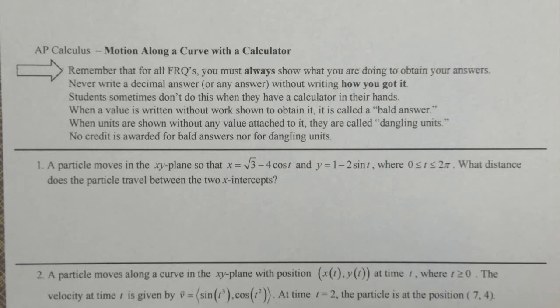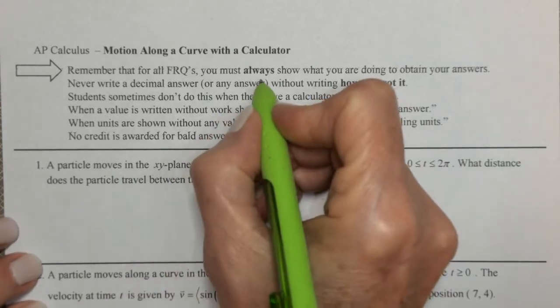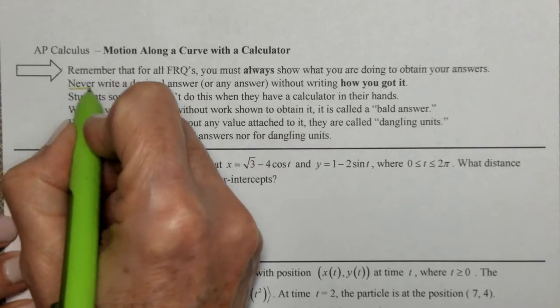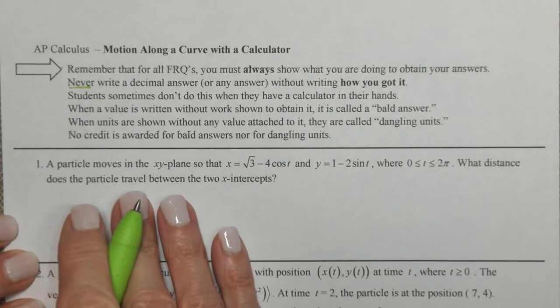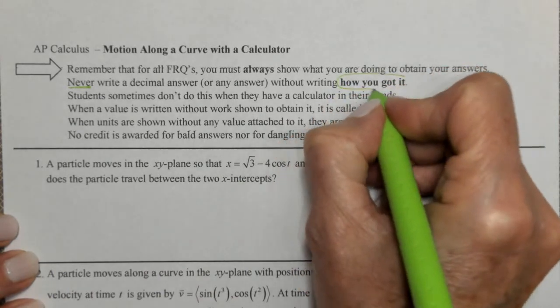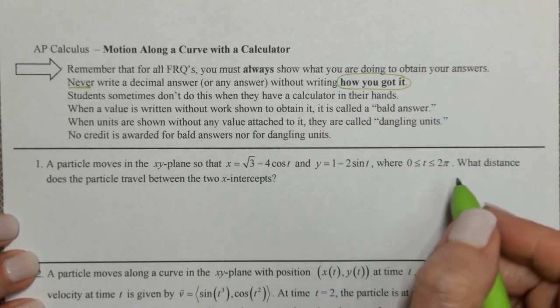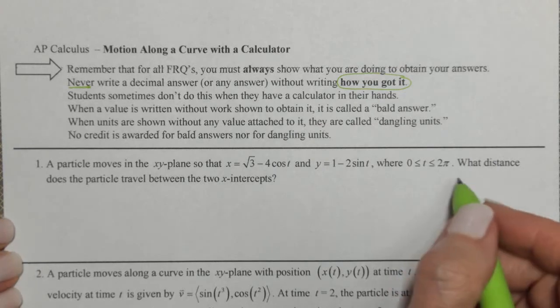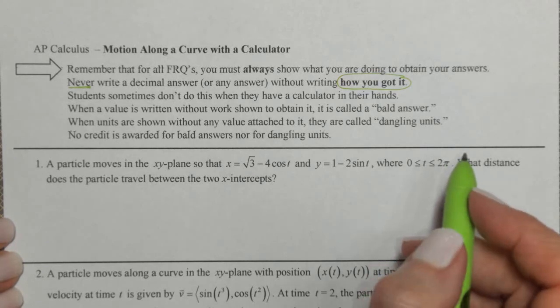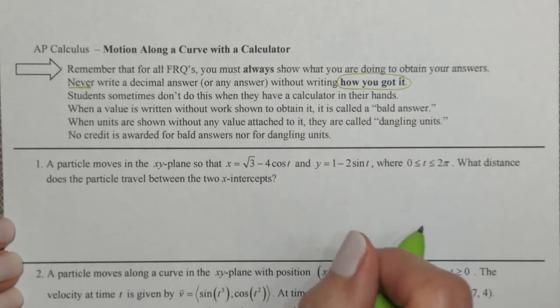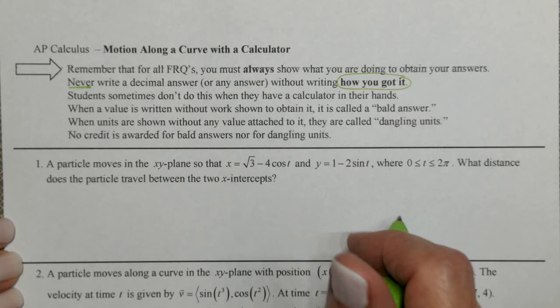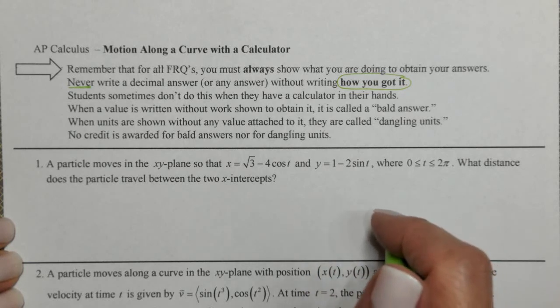Number one, remember that for all FRQs, you must always show what you are doing to obtain your answers. Never write a decimal answer or any answer without writing how you got it. You will not get credit for it, even if it's correct, if you don't say how you got it. Students sometimes don't do this when they have a calculator in their hands. If you just write the answer and you use your calculator to get it, or you did it in your head, it's called a bald answer. You won't get credit for it.